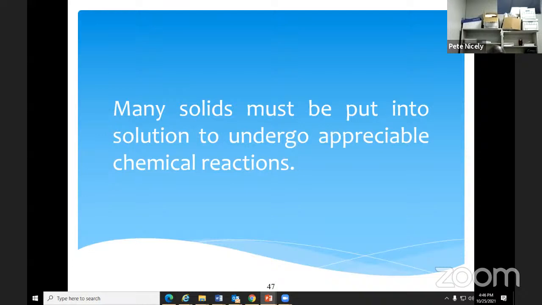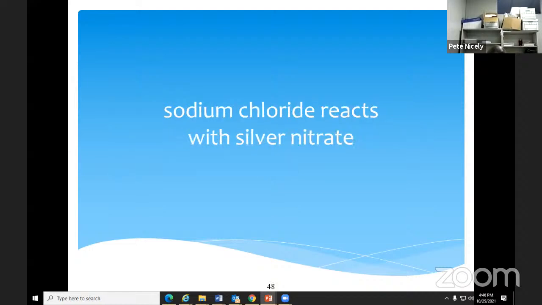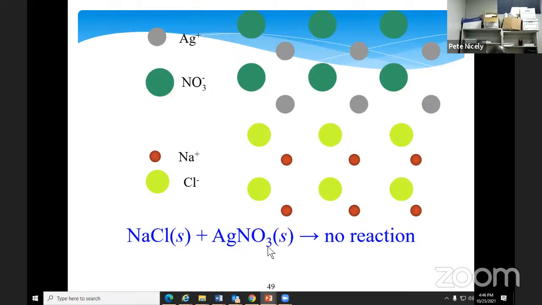Now, let's talk about solids reacting with each other. Many solids, when you have a reaction taking place between two substances that are solid, what you'd have to do is actually put them in a solution in order for a reaction to take place. If you try to mix the two solids together, then no reaction will take place. So for example, let's say you've tried to mix silver chloride, which is a solid, with silver nitrate, which is also a solid, right? So if you try to mix these solids together, then no reaction will take place, right? And you'll wait forever and nothing will happen.